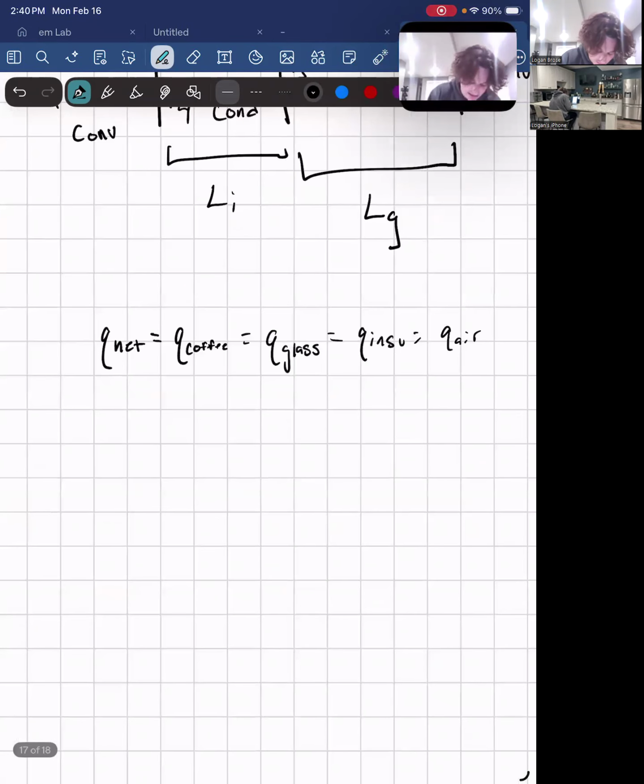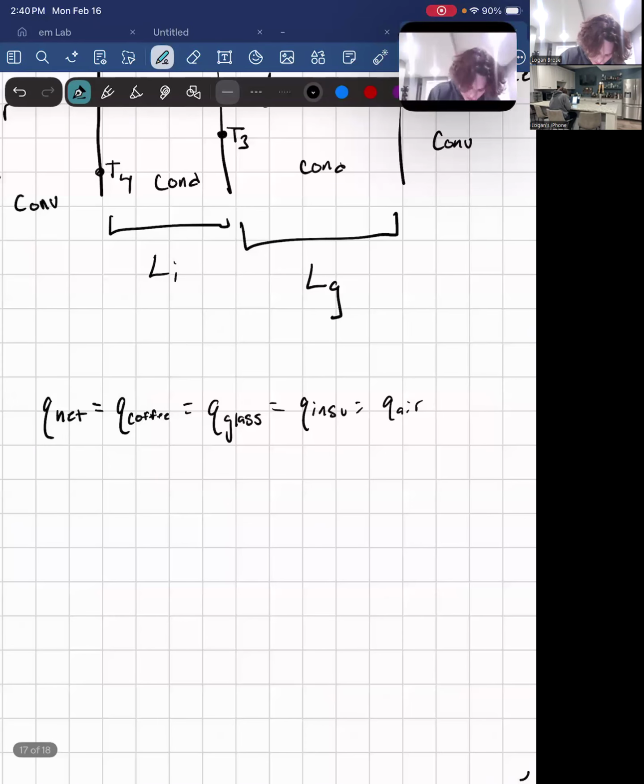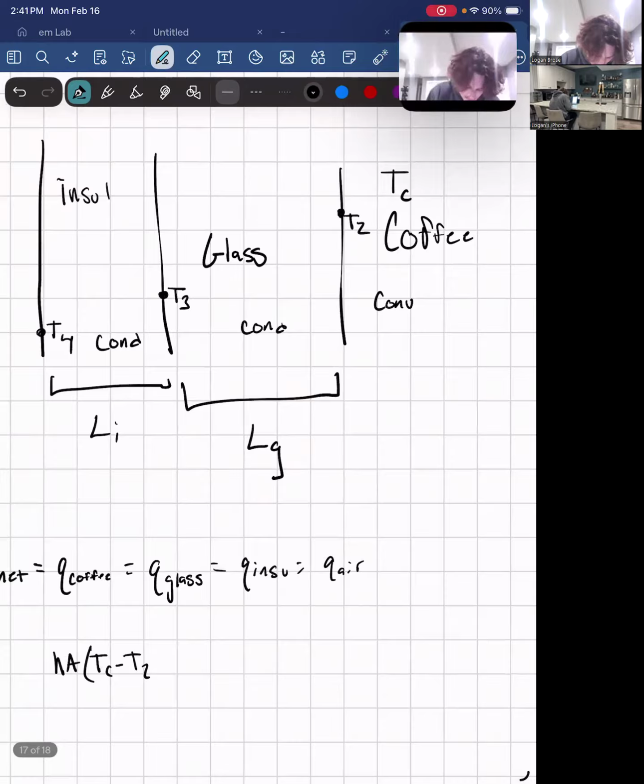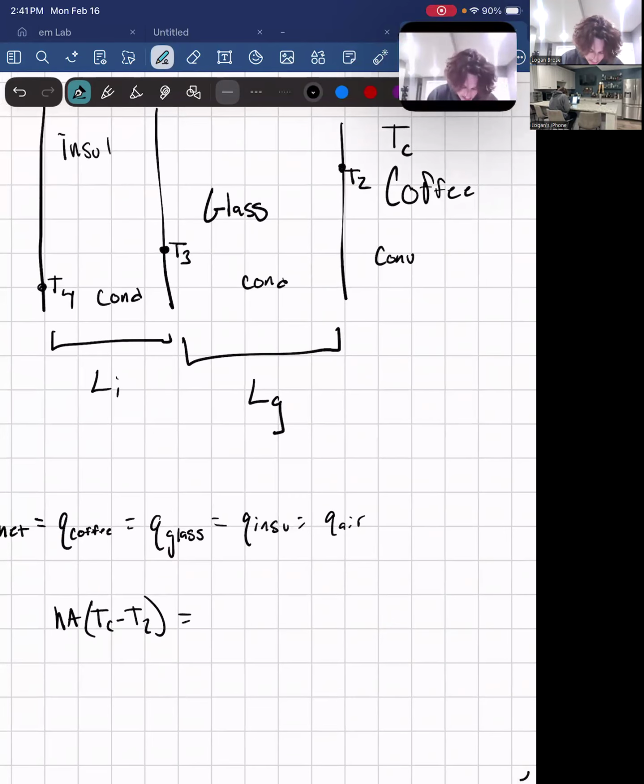And we can rewrite these individual Qs based on our different equations, right? So for convection, we know that the heat of convection is HA times our change in temperature, right? So we'll write that as T coffee minus T2. That's T2 up here. And then our glass is conduction, which we use Fourier's law for, right? So it's minus KA times T2 minus T3, our change in temperature, over the length of our glass, our change in length.